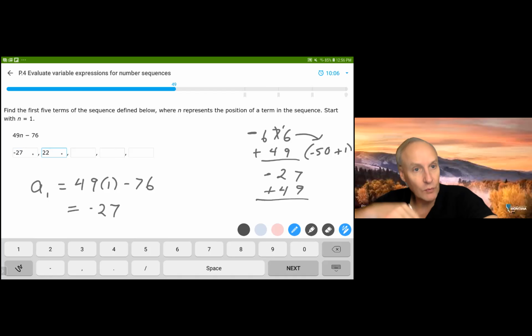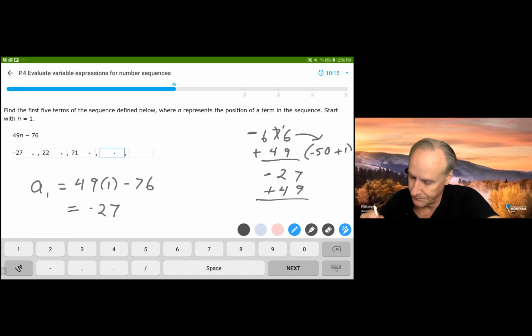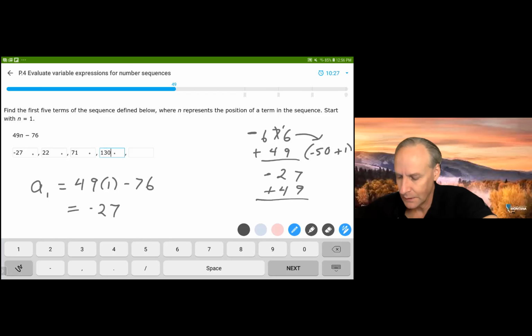And then we're going to go up 49 more, which is 71. And then we're going to go up 49 more, which is going to be 120. Oh, what am I doing? We're going to go up 49 more, which is 130 maybe. And then we're going to go up 49 more, which is maybe 179, I believe.